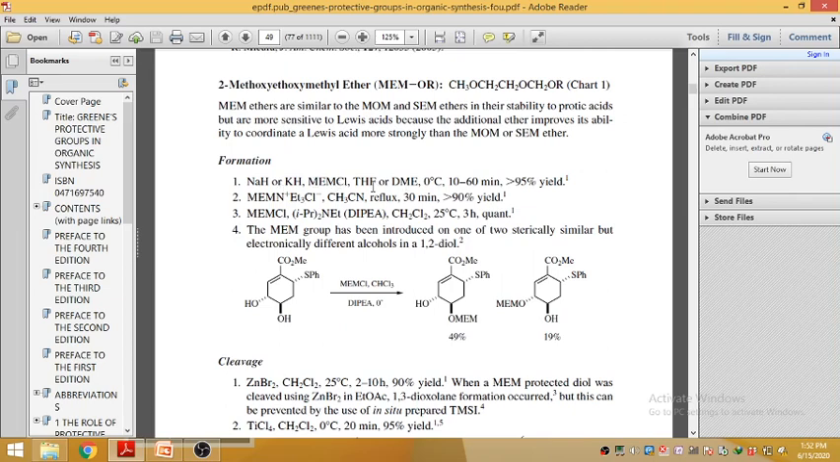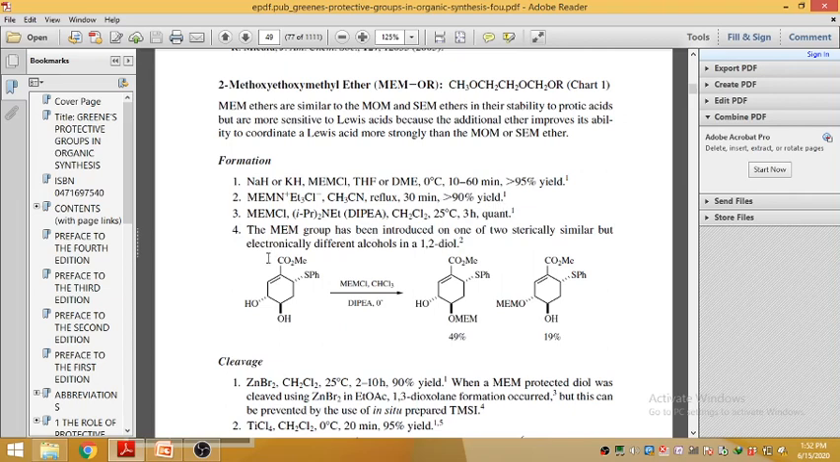Quite a lot of methods are given. You can see that they used sodium hydride or potassium hydride, MEM chloride, THF or DME, 0 degrees Celsius, in 95% yield. In the second method, they got 90% yield. Similarly, in the third method, all three reagents have been applied for the formation in only a single paper. So you can get this paper and get all three methods in detail with their examples.